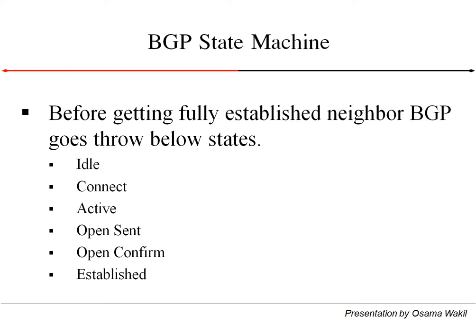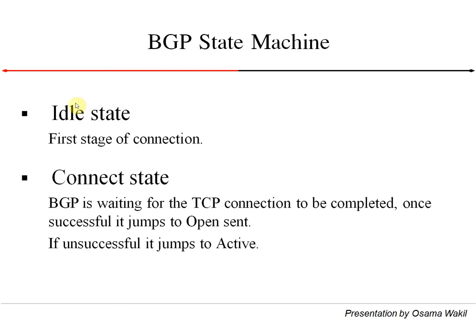Like OSPF has 7 states before it gets to the final full state, BGP also has states, and the best state, the one we like it to have, is the established state. The established state is the final running state of BGP, where we find it stable. So let's move into all of these one by one.